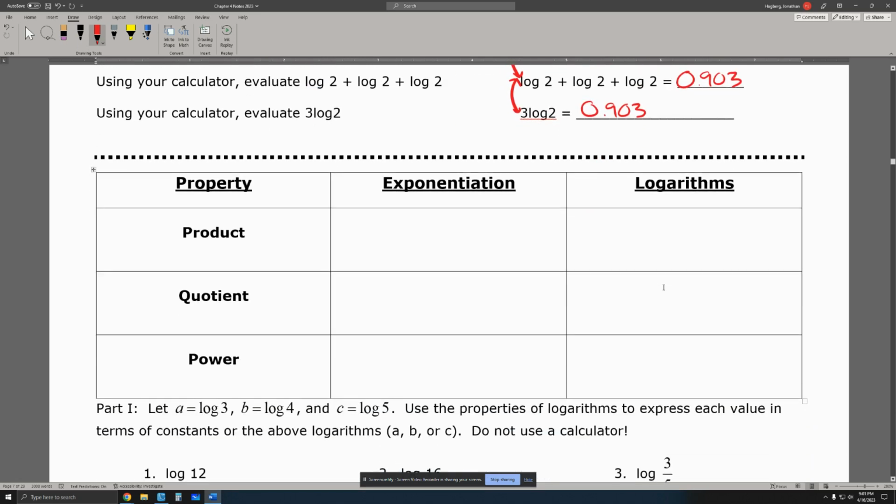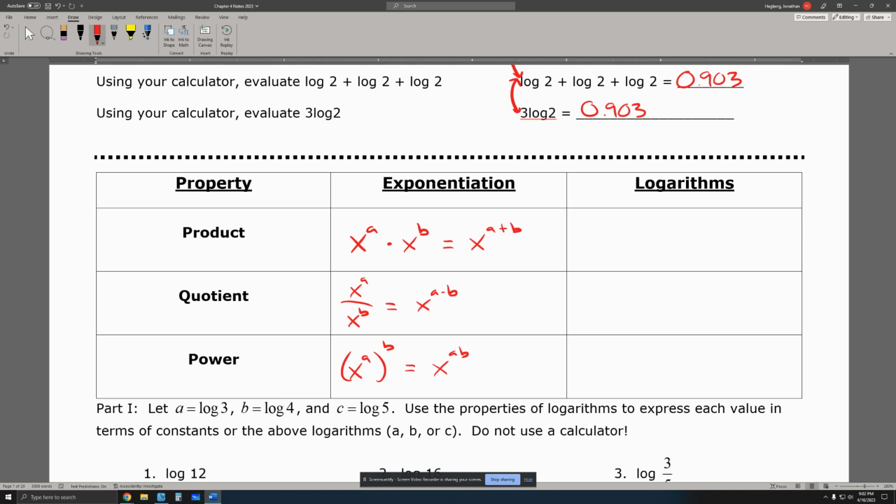Let's see if we can generalize a rule for logarithms. We'll start by reviewing for exponentiation. Remember our product rule for exponentiation states that if we have two exponents that we're multiplying that have the same base, what we can do with those powers is add those powers. Similarly, for the quotient rule for exponentiation, if we have two exponents and we're dividing, they have the same base, that's equal to that same base, but then we subtract the powers. And then finally, the power rule, or power to a power: if we have x to the a raised to the power b, we simply multiply those two powers.